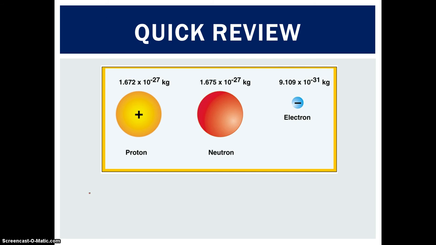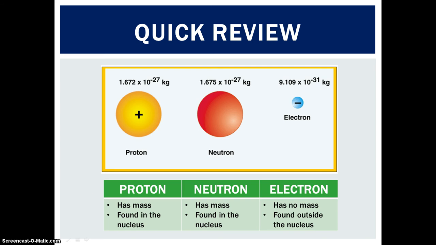We have our three different subatomic particles. We have our proton, our neutron, and our electron. For all intents and purposes of this class, we assume that the proton and the neutron both have mass, which we approximate to 1 atomic mass unit, and we say that the electron has no mass. We approximate to 0 AMU.